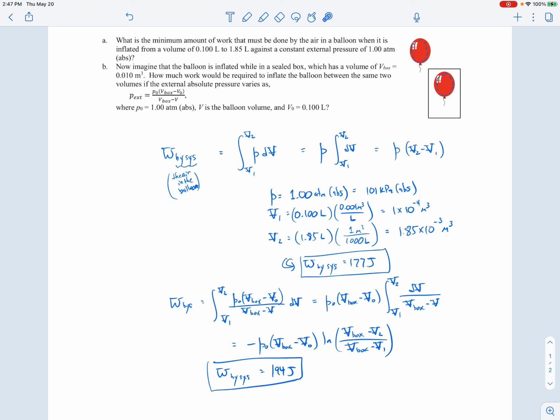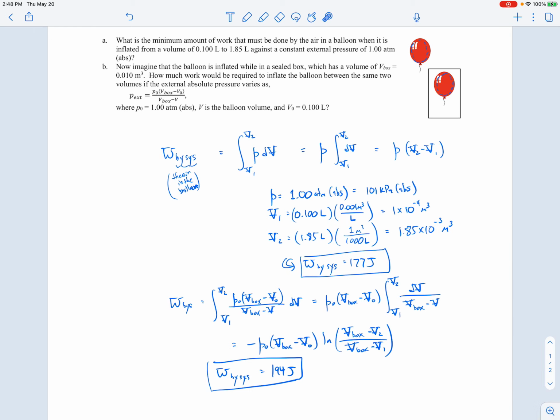Let's say it was infinitely large. What would happen in that case when V box is really, really big? So you look at the limit when V box is really big, and what that will end up looking like is you'd have to look at this expression. When V box is really big, this would be like infinity over infinity, so you have to use L'Hopital's rule to simplify it.